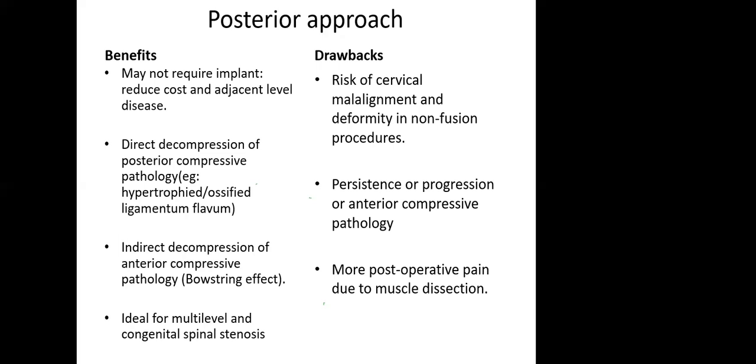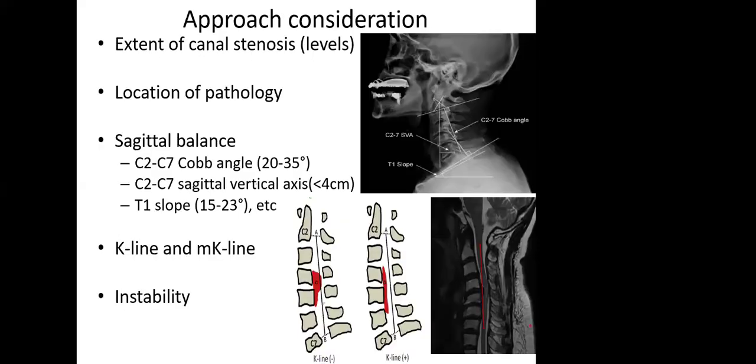The major drawbacks are, one, especially for those that have a simple laminectomy, there is risk of cervical malalignment and also deformity. And there may be persistence or progression of an anterior compressive pathology because it's just an indirect decompressive technique. And also, patients may have more post-operative pain because of the extensive paraspinal muscle dissection that is done during a posterior approach.